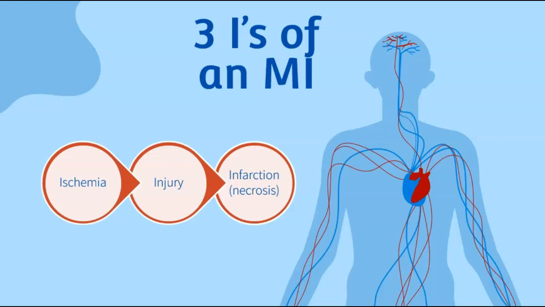And the third I is infarction or necrosis. And this is death of the tissue due to decreased or no blood supply, and this is irreversible. So the contractility of the muscle, the myocardium, is permanently lost. And the size of the infarct is going to depend on how quickly the blocked artery can be restored.